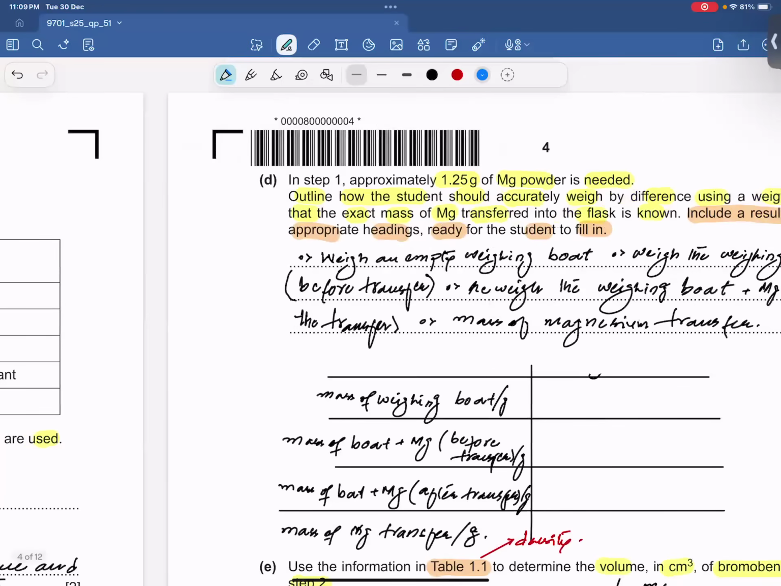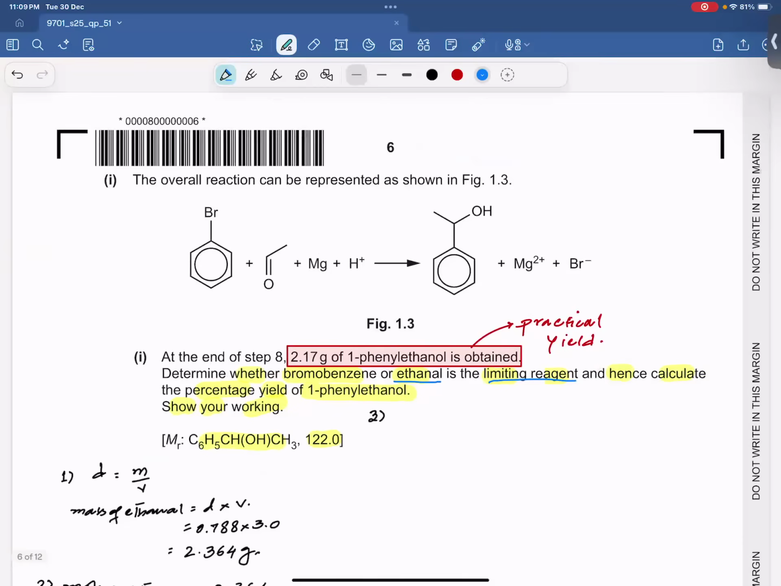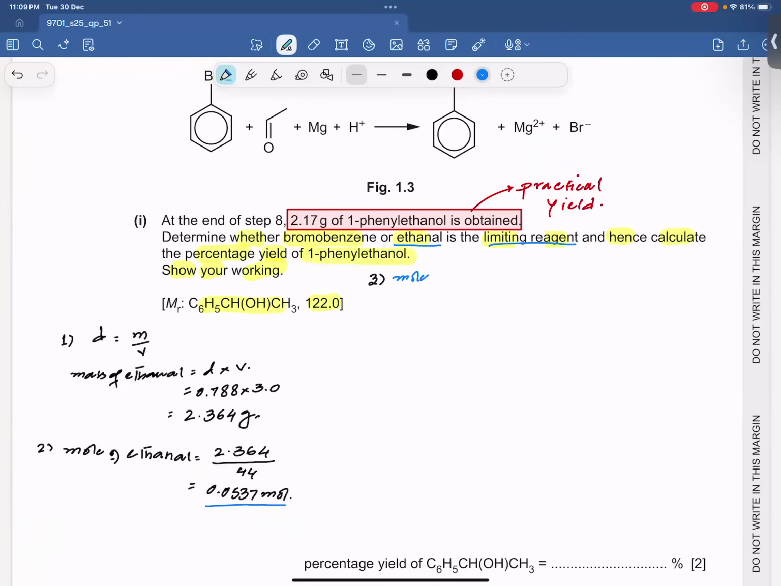So moles of bromobenzene is already given, 0.0500 moles. Now, which one is the limiting reactant? Obviously, bromobenzene is the limiting reactant, and obviously, ethanol has to be in excess.